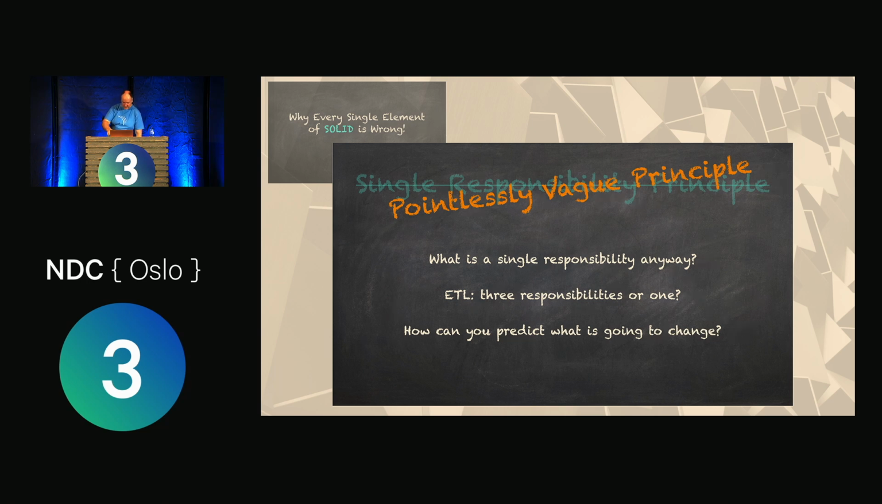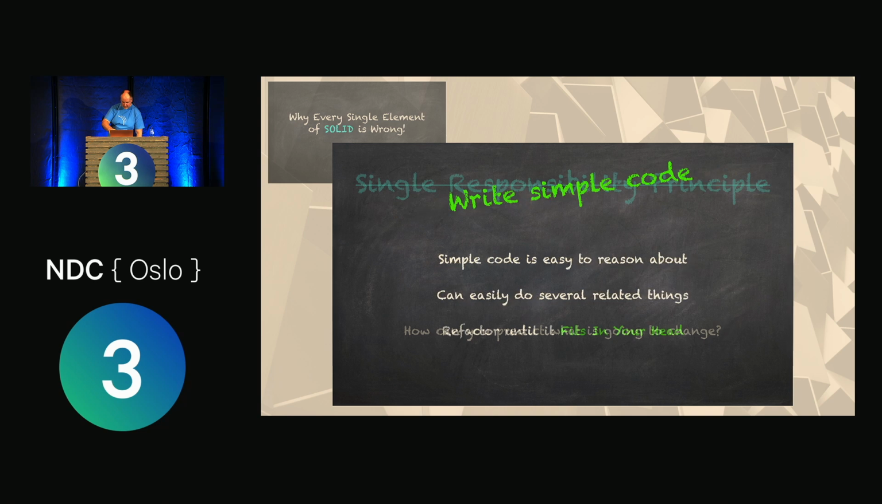There we go. Don't know what happened there. So he proposes instead, write simple code. OK, that makes sense. You could argue that's also a bit vague. But actually, I think he's onto something here, and we're going to come back to that topic a little bit later as well.